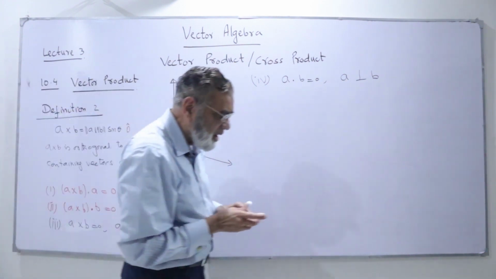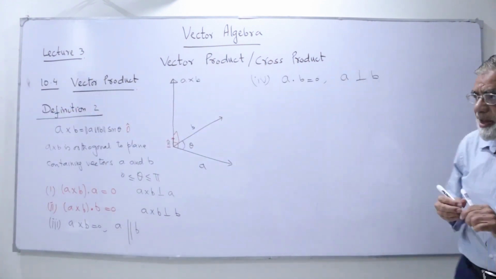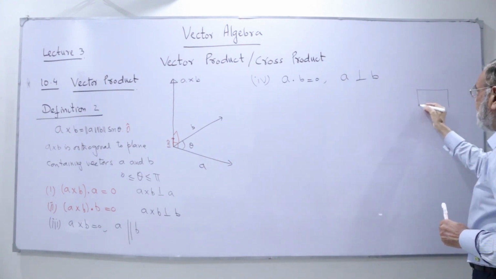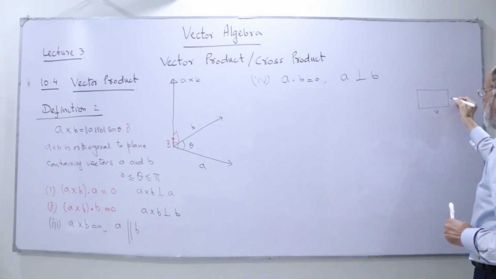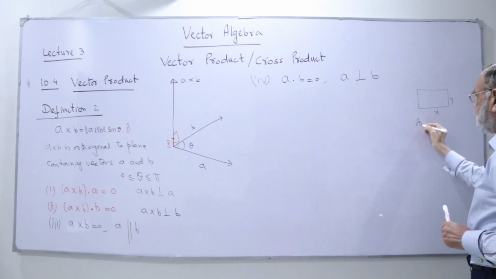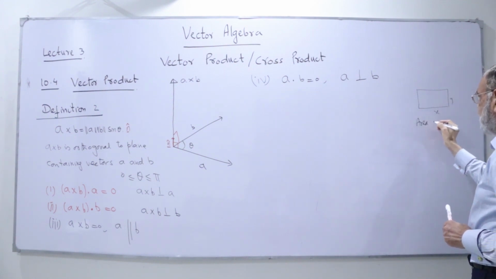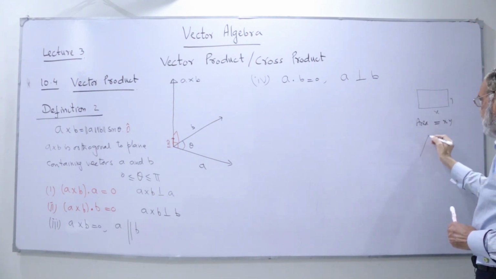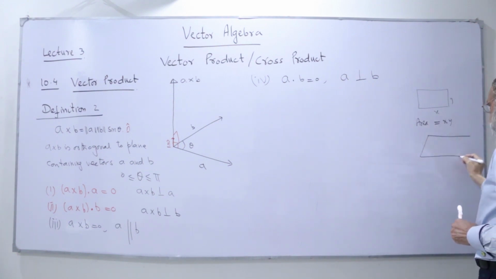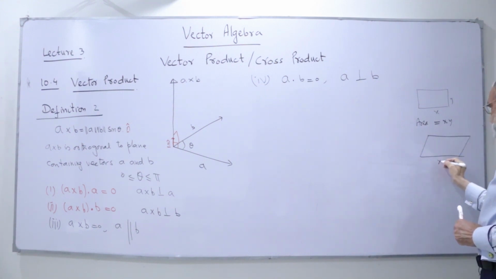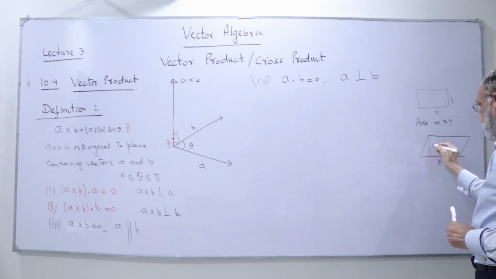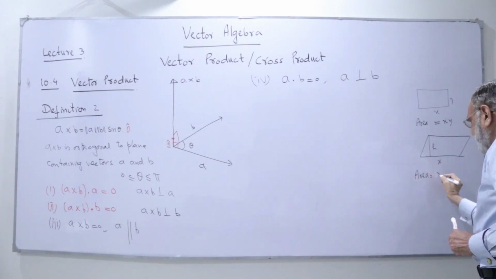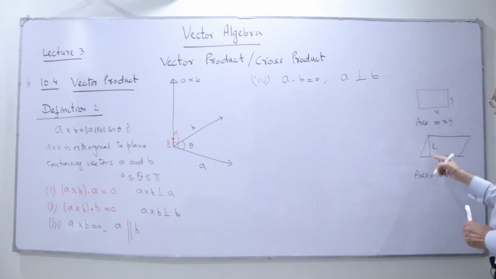Before doing this magnitude, we see some definitions that you know. For example, I have a rectangle here. This side is my x, this side is my y. What's my area? The area of the rectangle is xy. If I have a parallelogram, this is my parallelogram, and this is my x. Now I take the height. What's the area of the parallelogram? The area of the parallelogram is x into h, where h is the height.